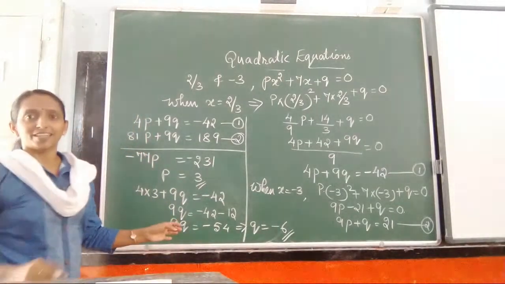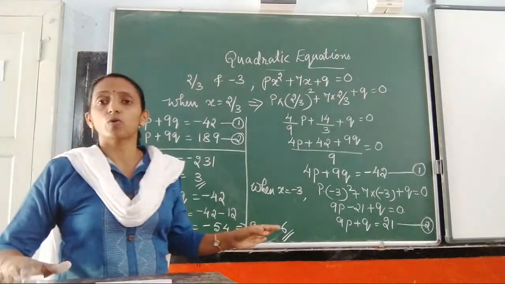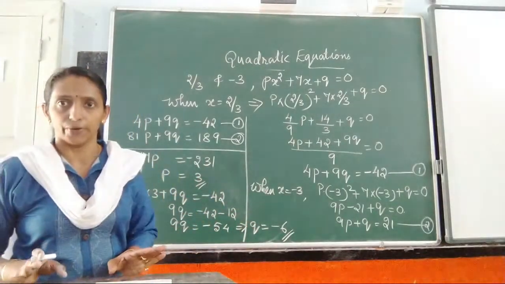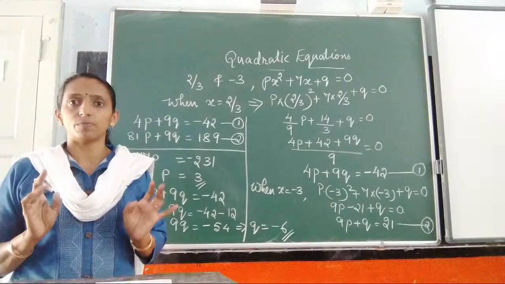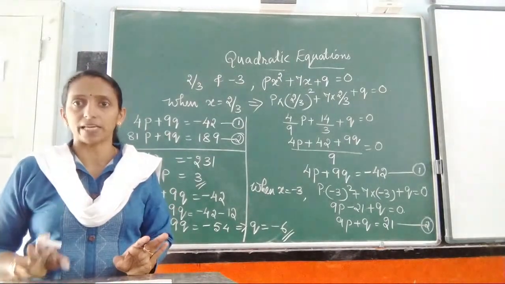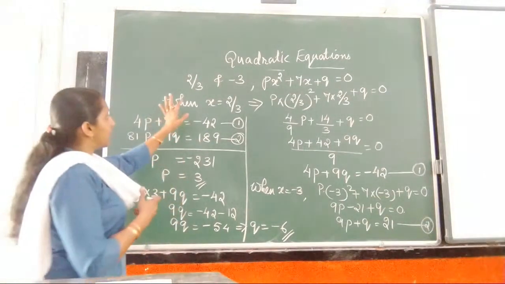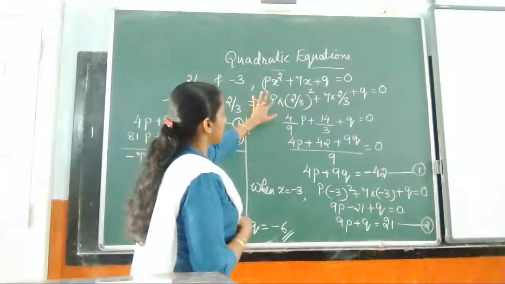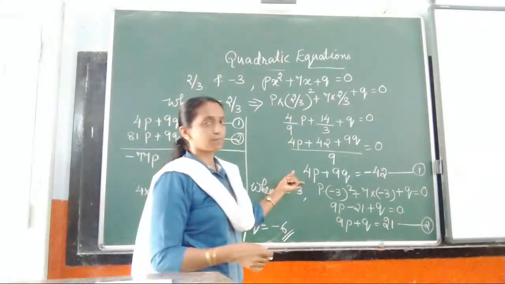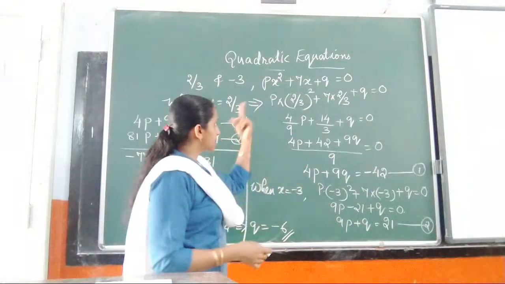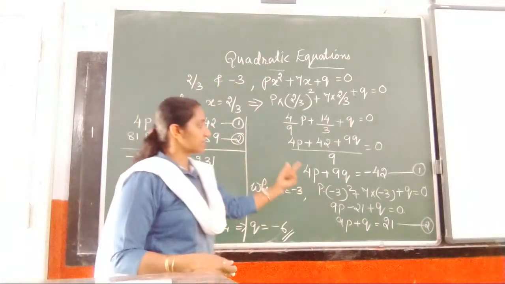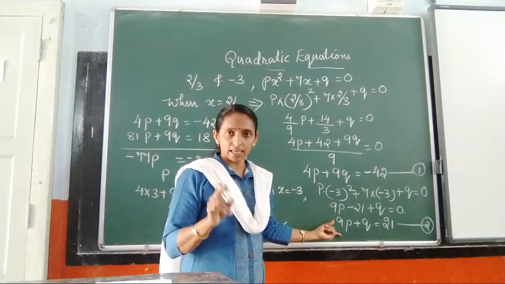Have you seen how to find out the unknown quantities in a quadratic equation? If both quantities are unknown, then of course there will be two values of the roots given. Both the values of the roots we will substitute in the equation. First value we will substitute, you will get a given equation. Again the second value you will substitute. The second value is given as minus 3. Minus 3 you will substitute, you will get the second equation.